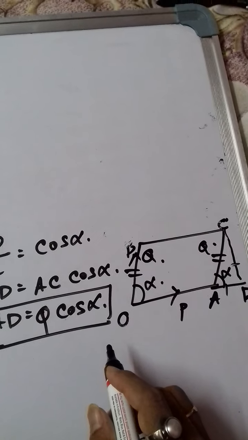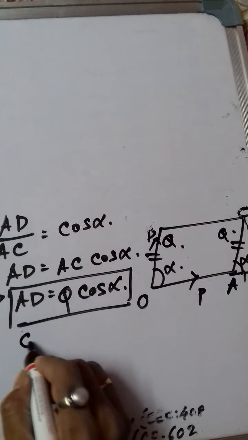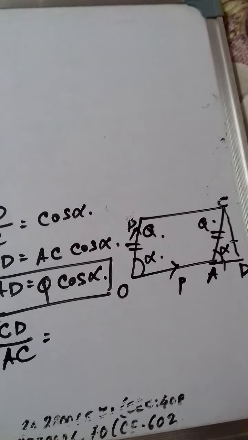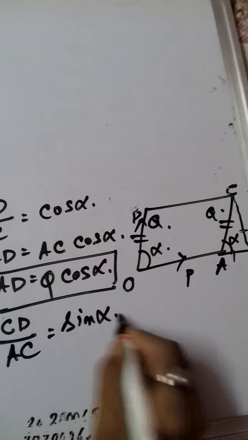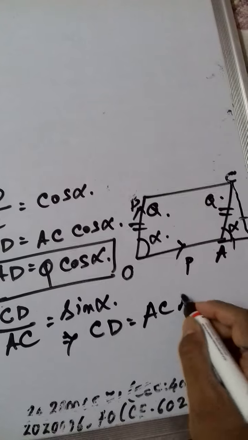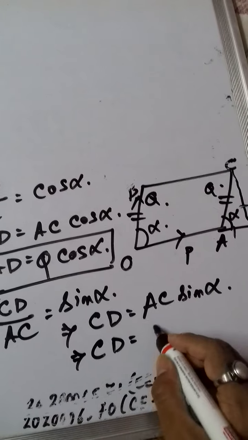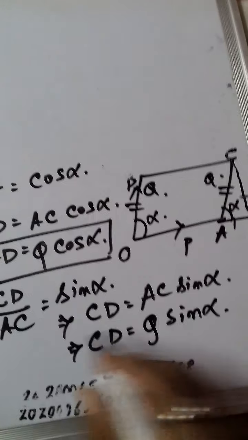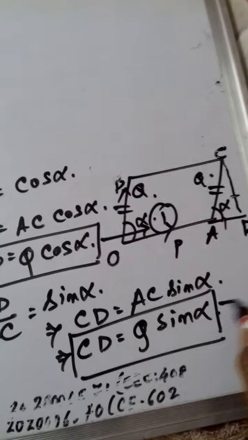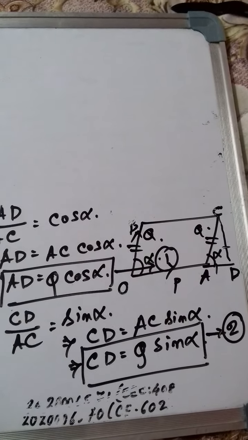Now how to find out CD? Same thing. What we can write? CD by AC is equal to, I hope all of you know, sin alpha. So CD will be equal to AC sin alpha. Now CD is equal to Q sin alpha. So just name this thing as 1 and 2. So AD and CD, the value we know. Okay.